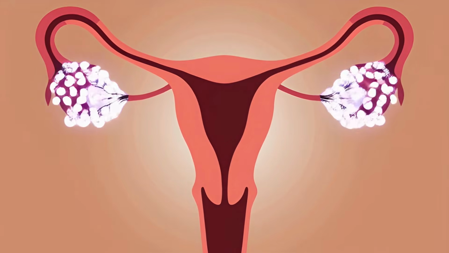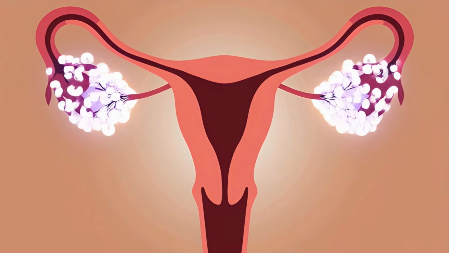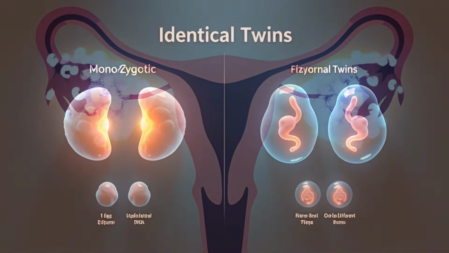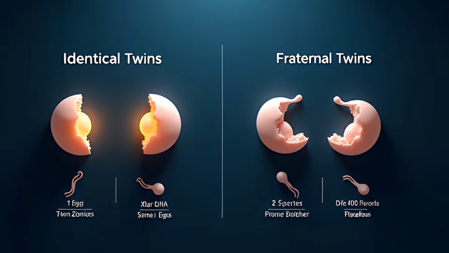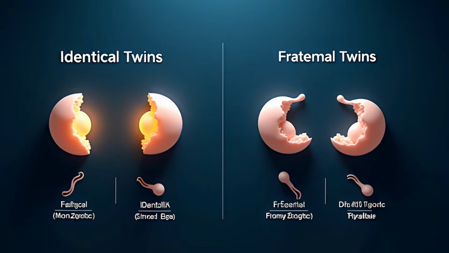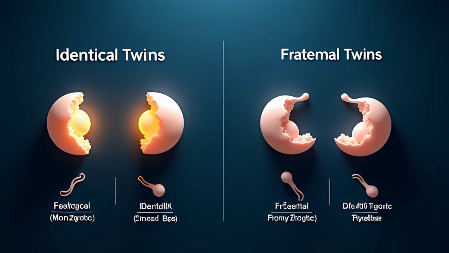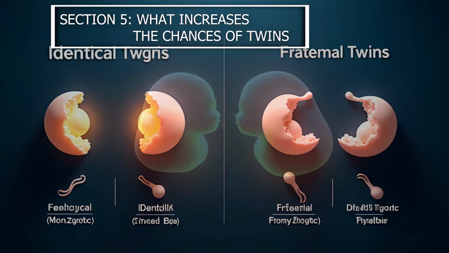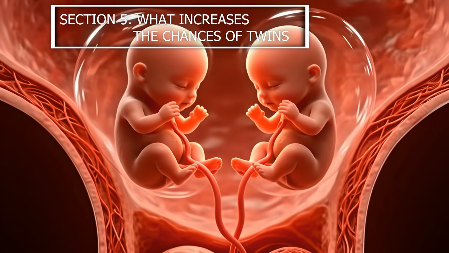Even though both result in twin pregnancies, the processes behind them are completely different. Visualizing these two paths makes it much easier to understand why some twins look exactly alike, while others do not. Section 5. What increases the chances of twins?